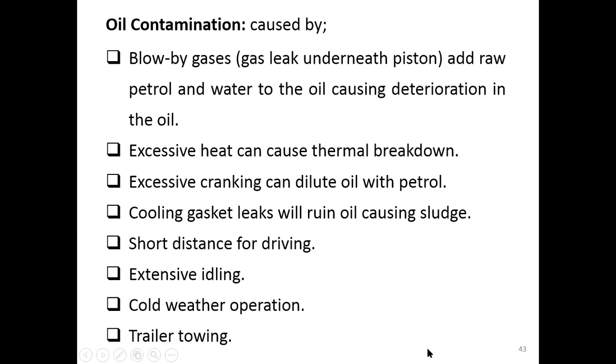We cannot use the lubrication oil for a long time, not only because it is exposed to the heat, but sometimes because it's contaminated. The oil is contaminated, so we have to replace it from time to time due to this oil contamination. Which is caused by what? Caused by the blow-by gas.